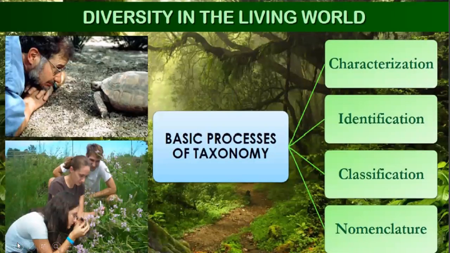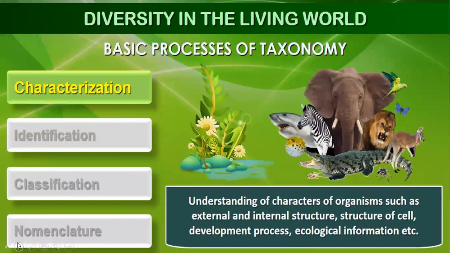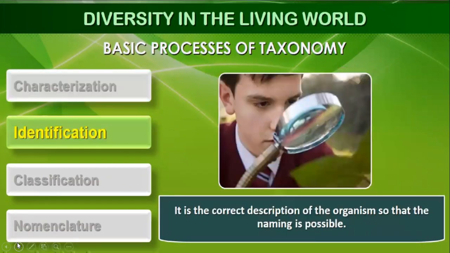Diversity in the living world. So these are the basic processes of taxonomy. What is the need of taxonomy? Taxonomy is required for characterization, identification, classification, as well as nomenclature. So what is characterization? Understanding the characteristics of organisms, such as external and internal structure of a cell, development processes, and ecological information. All these are said to be the characterization of an organism in taxonomy. Then identification: identifying an organism and giving it the correct description so that naming is easily possible, identifying its group, its family, its species, and finally putting it in a separate group. That is what is said to be identification.